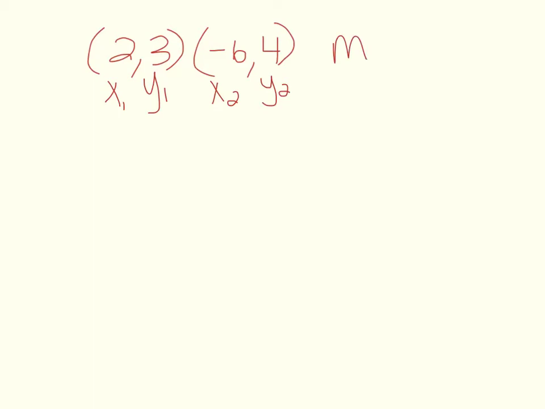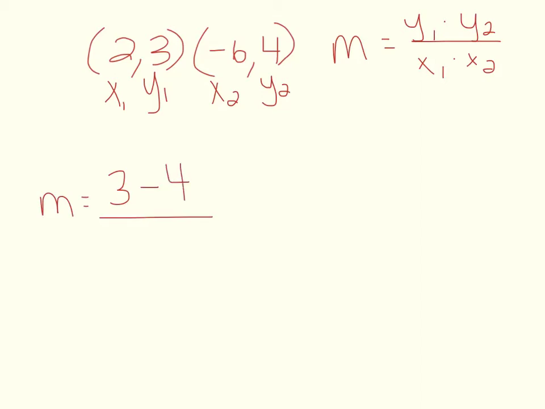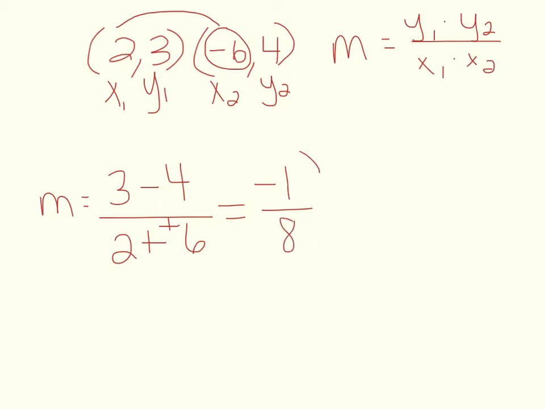So our equation, m equals y1 minus y2 over x1 minus x2. We're going to take 3 minus 4 divided by 2 minus -6. Okay, notice how it's 2 minus a -6. Okay, so when we have 2 minus -6, it becomes plus. 3 minus 4 is -1. 2 plus 6 is just 8. We can't reduce 1/8, so our slope is just -1 over 8. Very important you don't mess up your signs here.